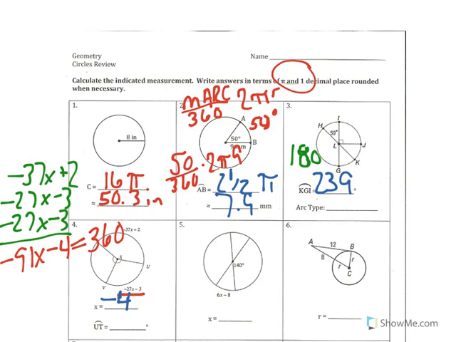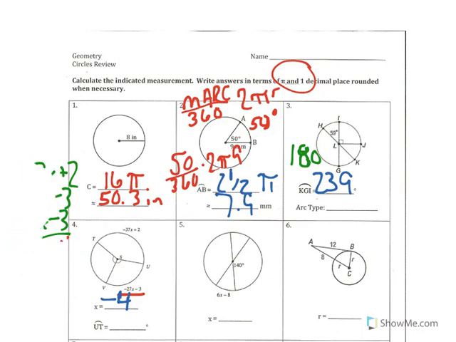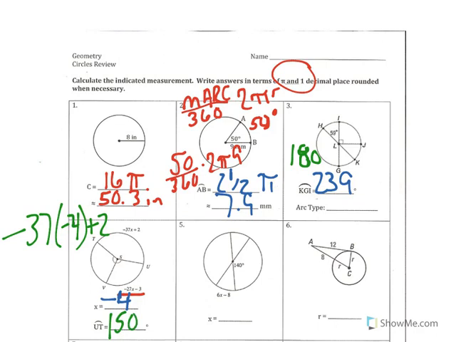Now, to find ut, you need to plug it back in for x. So we are going to plug in negative 4 for the x. So we have negative 37 times negative 4 plus 2. Negative times a negative is a positive, which is 148, plus 2 gives my final answer as 150 degrees.